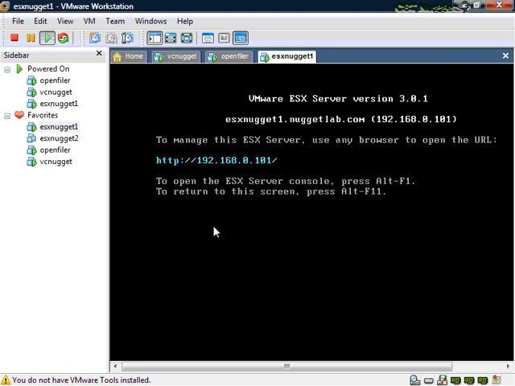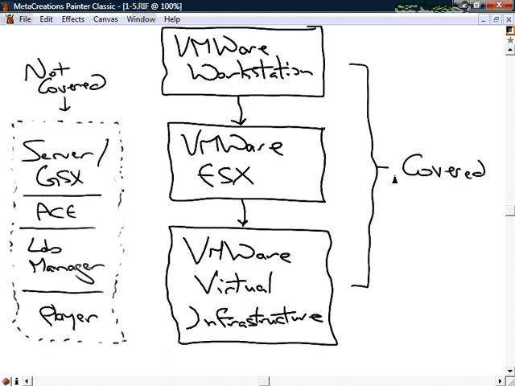So we're going to do this throughout the next 20 nuggets. And if you want to do this at home, you can do this at home as well. So having that is a really good idea as well. We're going to start with Workstation. We're going to learn those Workstation components and use those to build our ESX server.